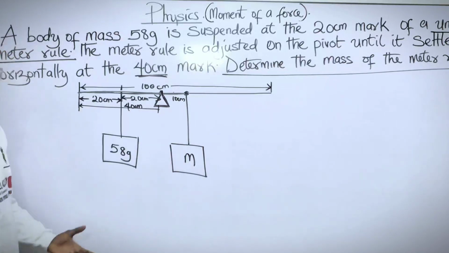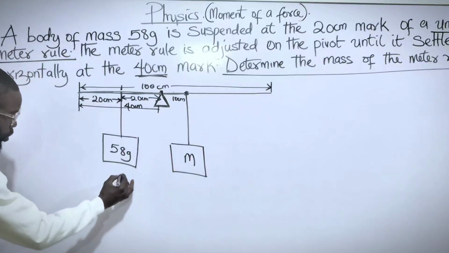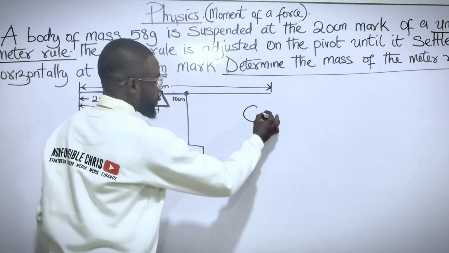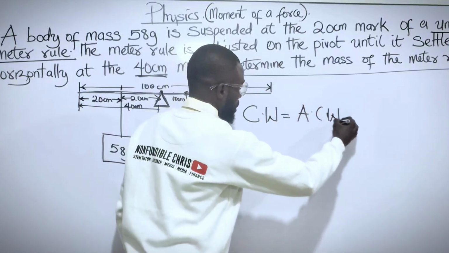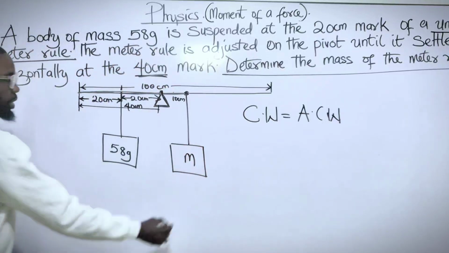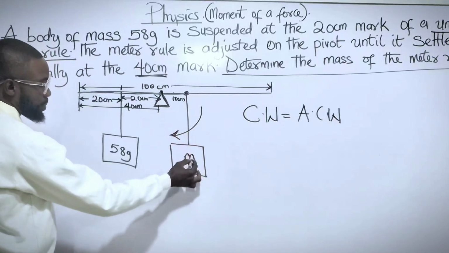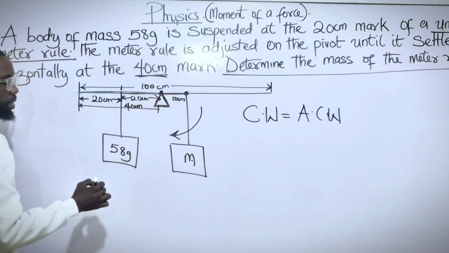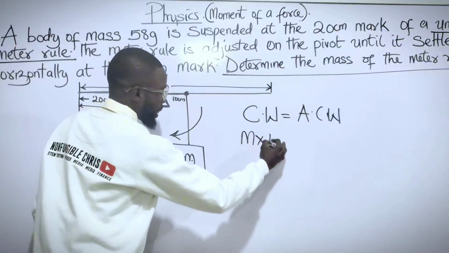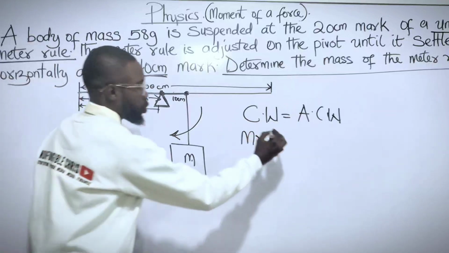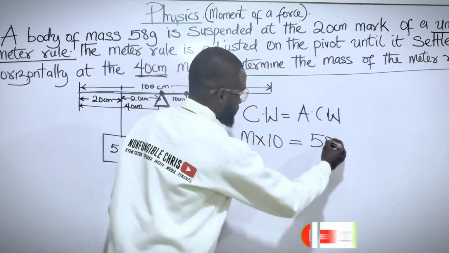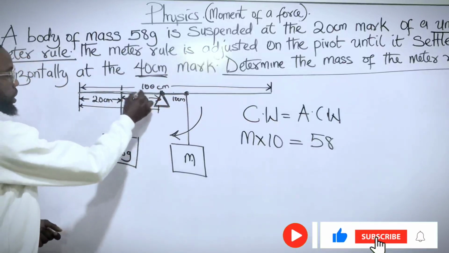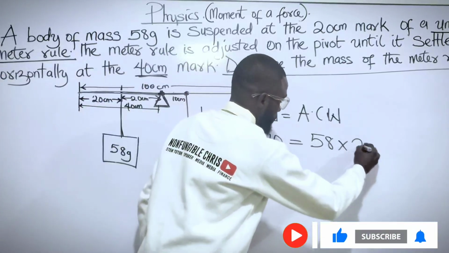So in doing that, it becomes easy. We apply the clockwise moment is equal to the anti-clockwise moment. So the formula we're using is the clockwise moment equals the anti-clockwise moment. Our clockwise moment is here, that's the mass times the distance here. So we have m times 10 equal to this mass, 58, times this 20 here.